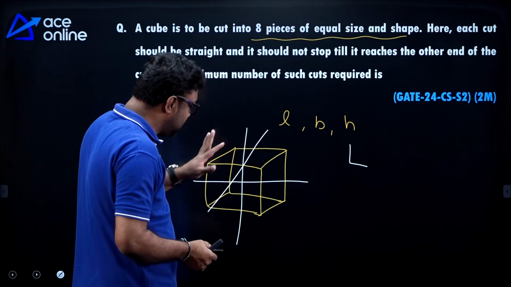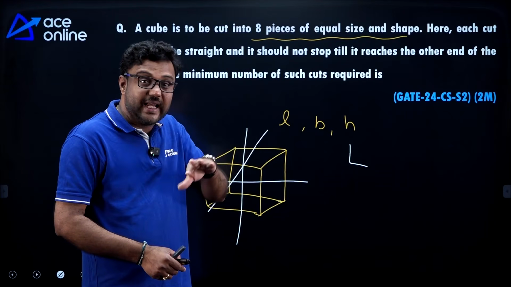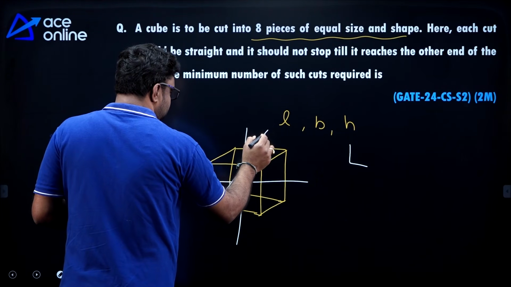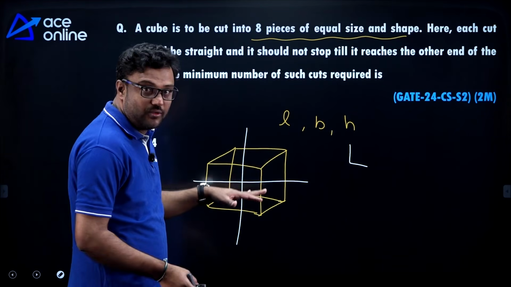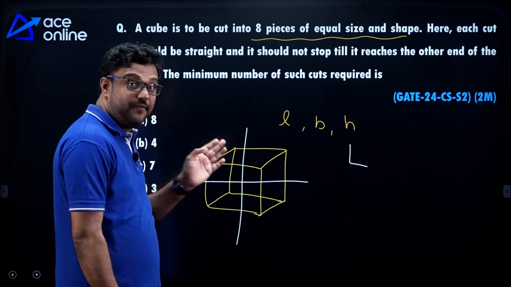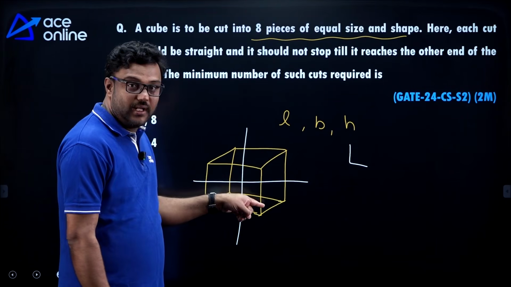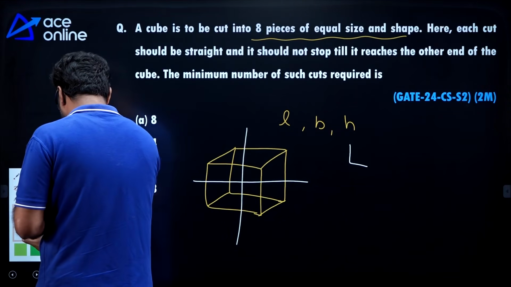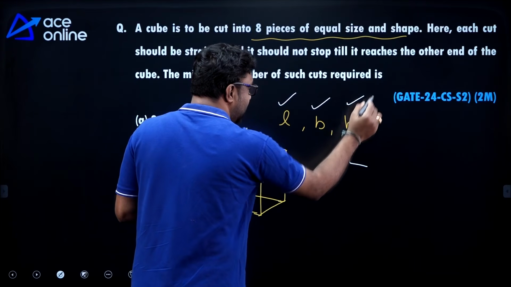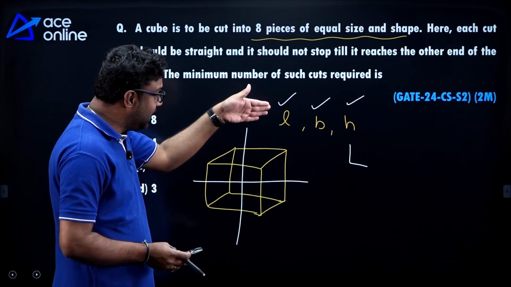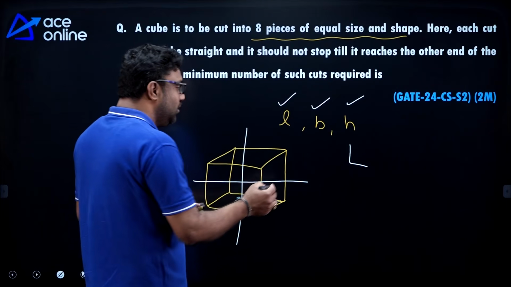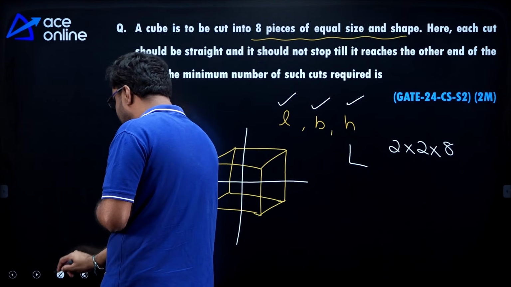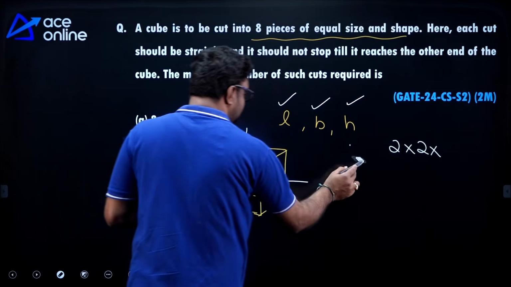Generally, the first cut will give 2 pieces, above and below. Now the second cut will create 4 pieces: 1, 2, 3, 4. Now if you do one more cut, that's related to length, breadth and height. Each one creates 2, so if you cut again related to height, we get 2 into 2 into 2, 8 pieces of equal size.